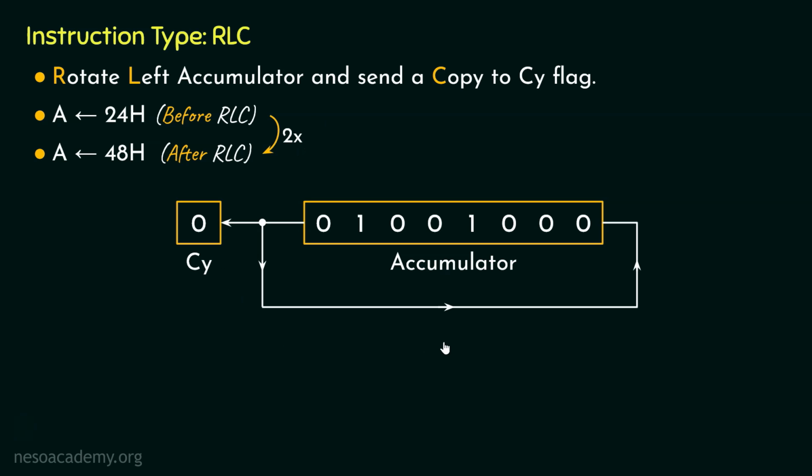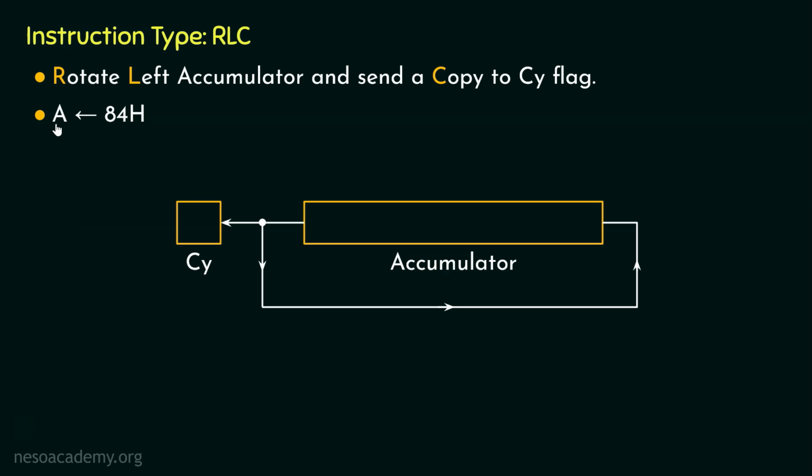But will it be same for all the cases? Well, no. Now let me illustrate that. I'll explain the reason for that by the end of the illustration. Say this time within the accumulator we have got the value 84. Now 8 in 4-bit binary is 1000. What about 4? It is 0100. So let's now execute the instruction RLC. This time the most significant bit which is coming out is 1. So we are going to send a copy of that to the carry flag.